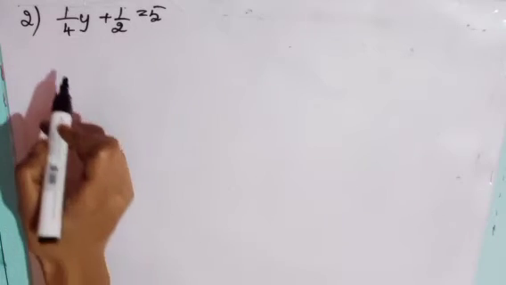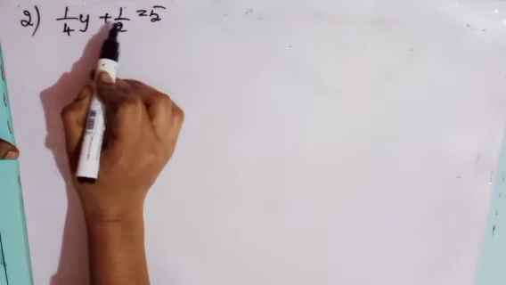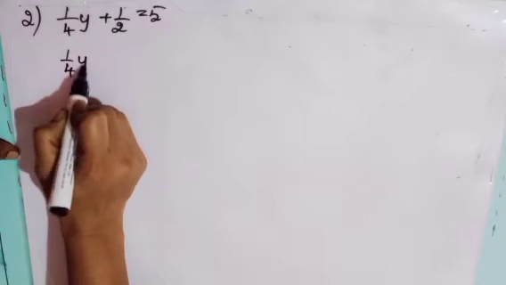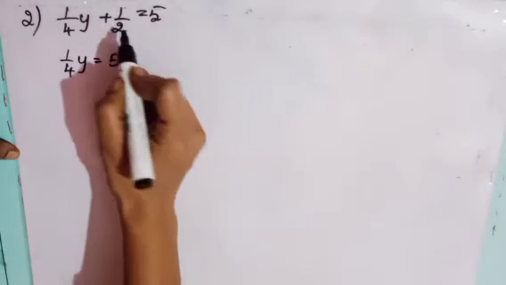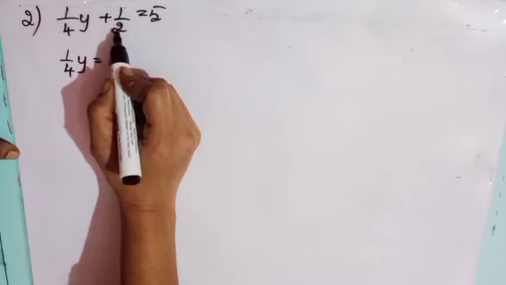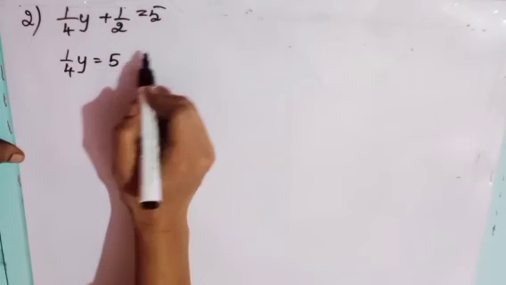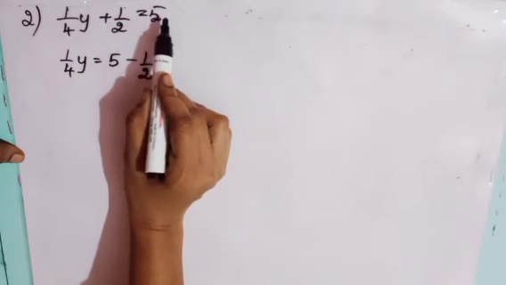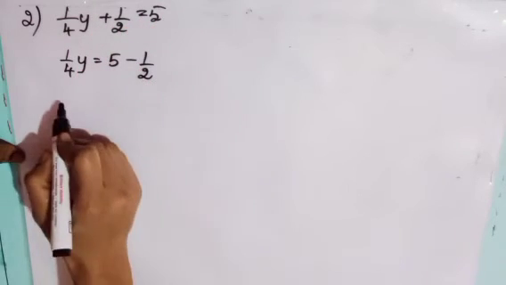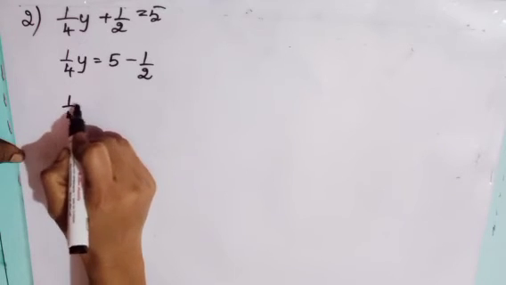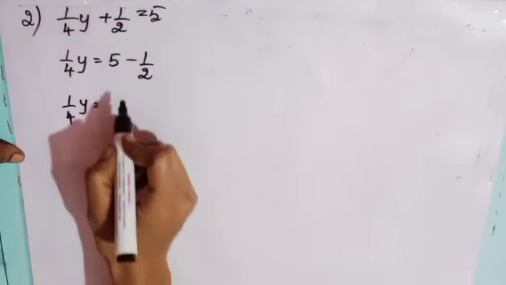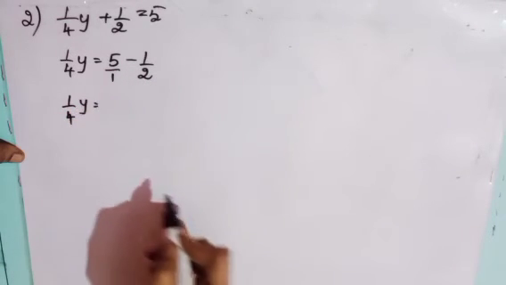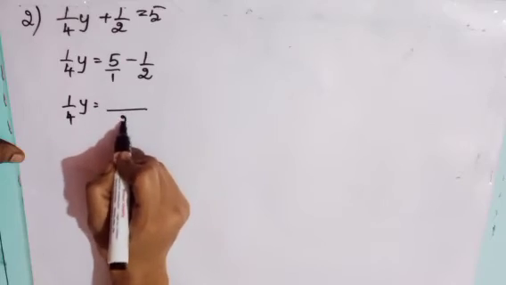The second one: 1 by 4 y plus 1 by 2 equals 5. Let us solve this. 1 by 4 y equals 5. Let us bring this plus 1 by 2 to the right side, where it becomes minus 1 by 2. When we transpose from the left side to the right side, it becomes minus 1 by 2. Next, write 1 by 4 y equals, now we have to take the LCM. No denominator means take it as 1. So the LCM here is 2.